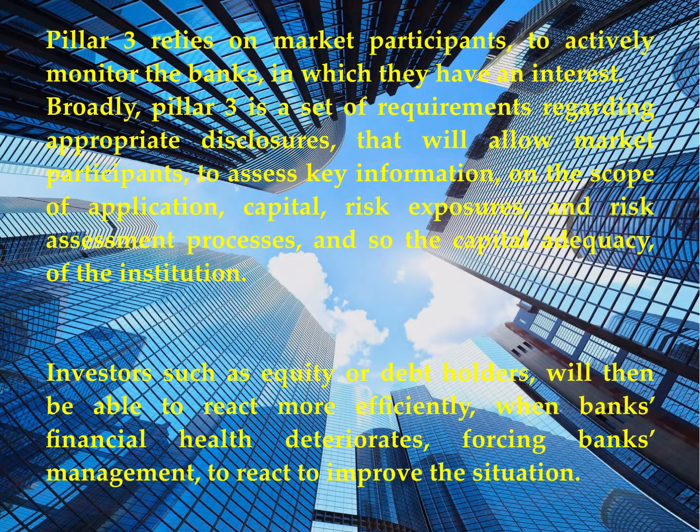Pillar 3 relies on market participants to actively monitor the banks in which they have an interest. Broadly, Pillar 3 is a set of requirements regarding appropriate disclosures that will allow market participants to assess key information on the scope of application, capital, risk exposures, and risk assessment processes, and so the capital adequacy of the institution. Investors such as equity or debt holders will then be able to react more efficiently when banks' financial health deteriorates, forcing banks' management to react to improve the situation.